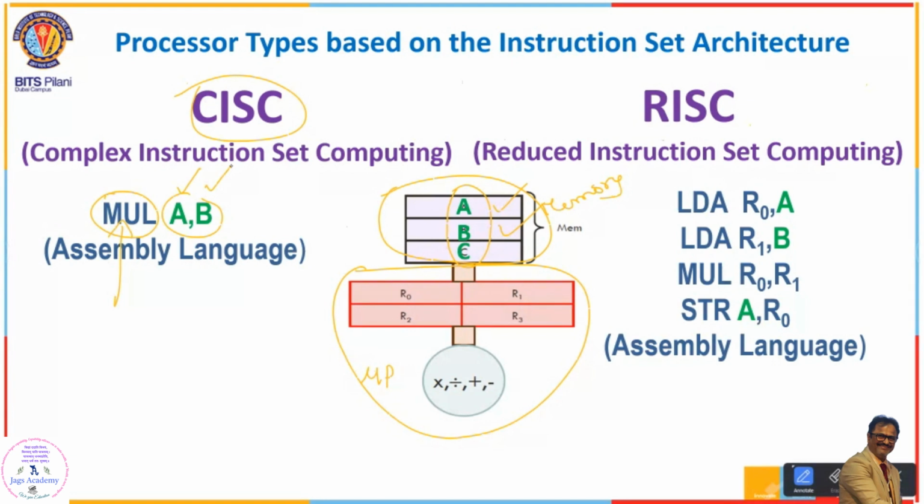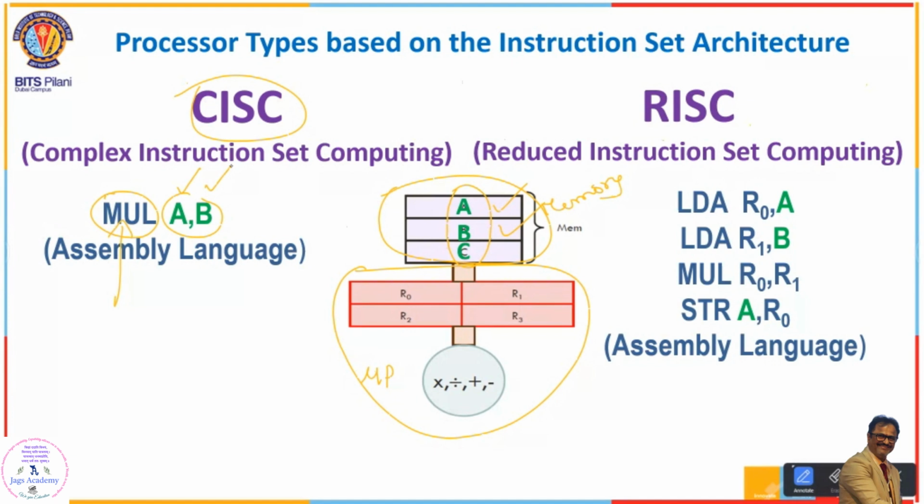Right? See, one thing you remember: any processing which is going to happen in a microprocessor, its operands have to be available in the registers only. That's very important. Internally, it executes from the registers only.